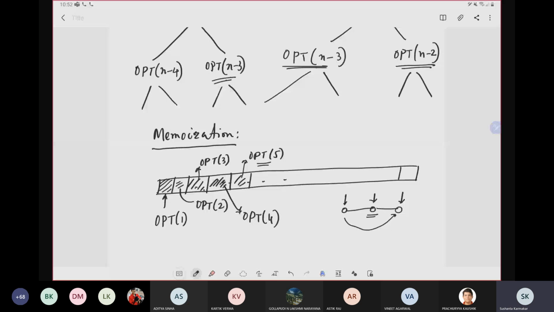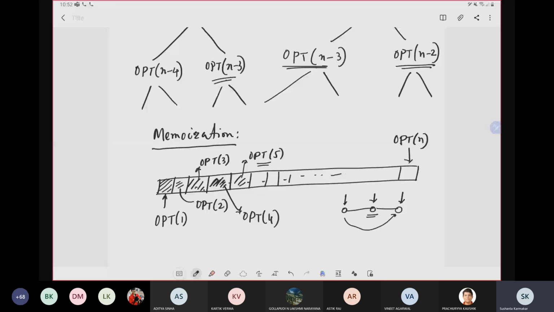So in this way, if you try to fill up this array, then eventually the last entry will be opt-n, okay, and that will give you the maximum weight of the independent set. So once you have that, then you are done.